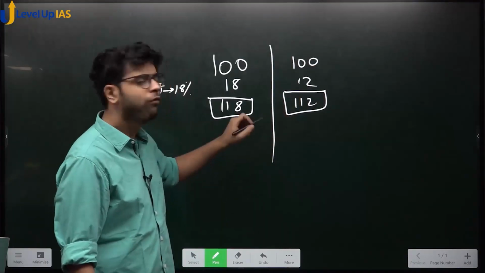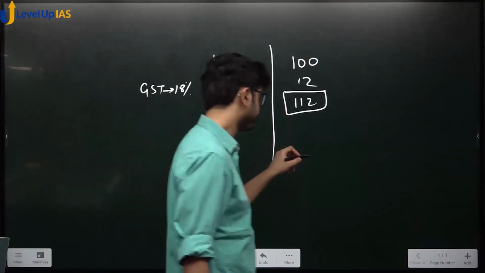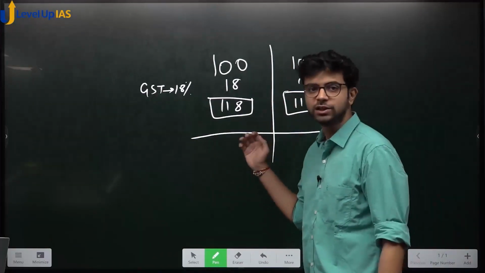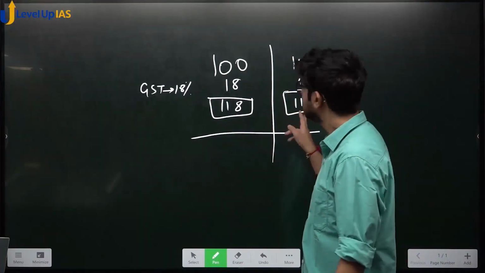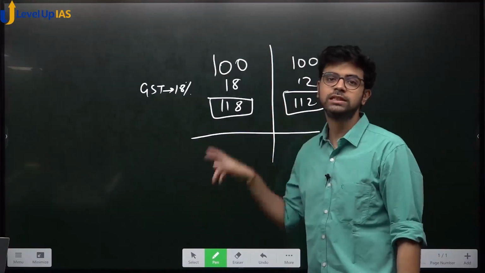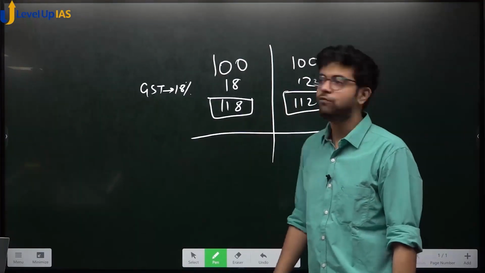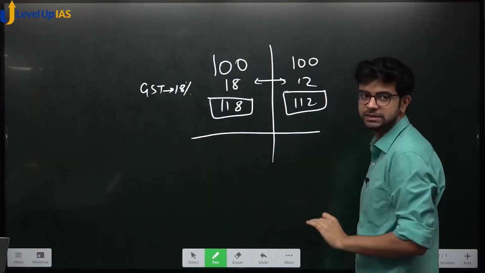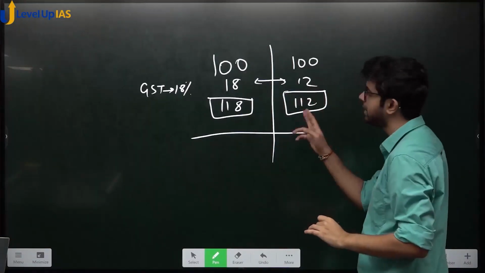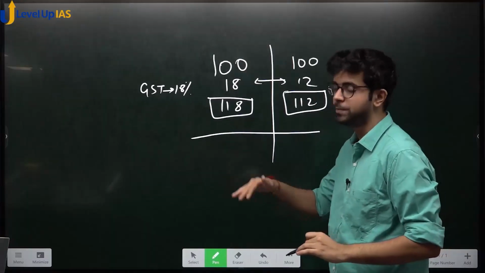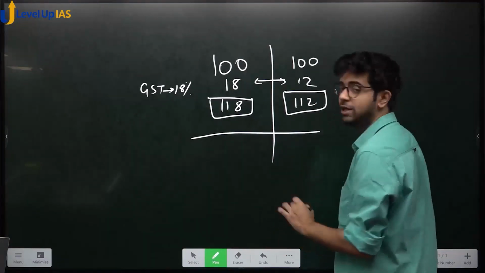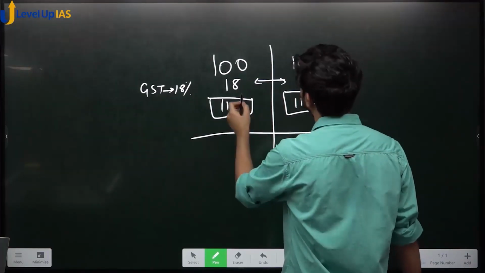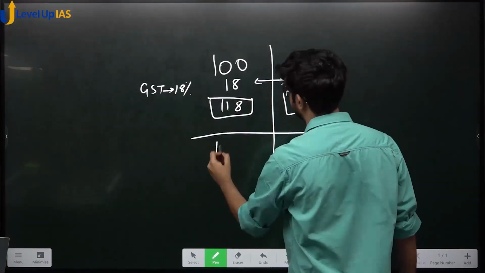Okay? Now what if, after reduction of GST, this guy does not reduce the GST charged on the bill? What is the difference in GST? 6 rupees is the difference. The shopkeeper has to pass on the 6 rupees discount to the customer. What if he does not? There is a 6 rupees difference, right? What if he increases this?